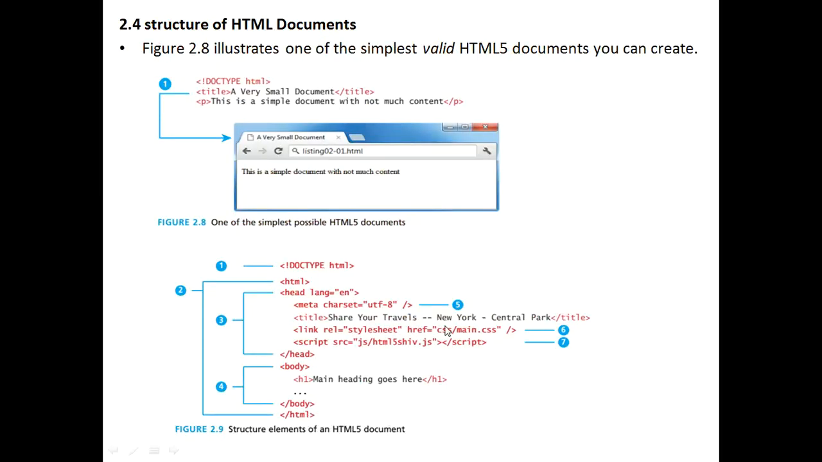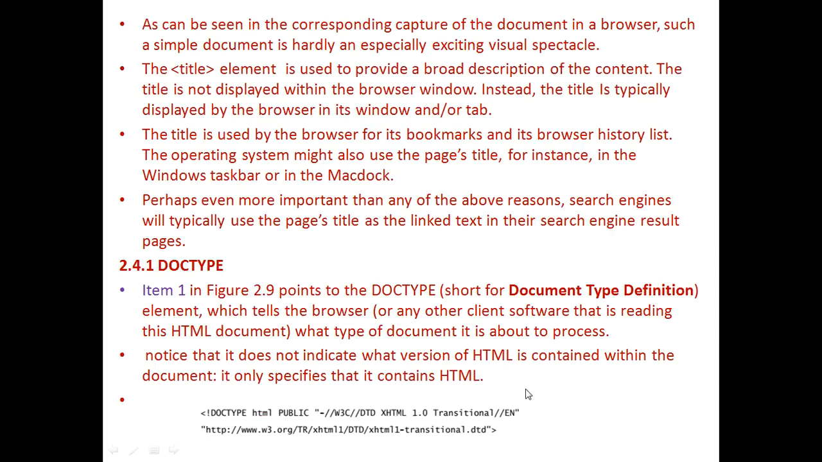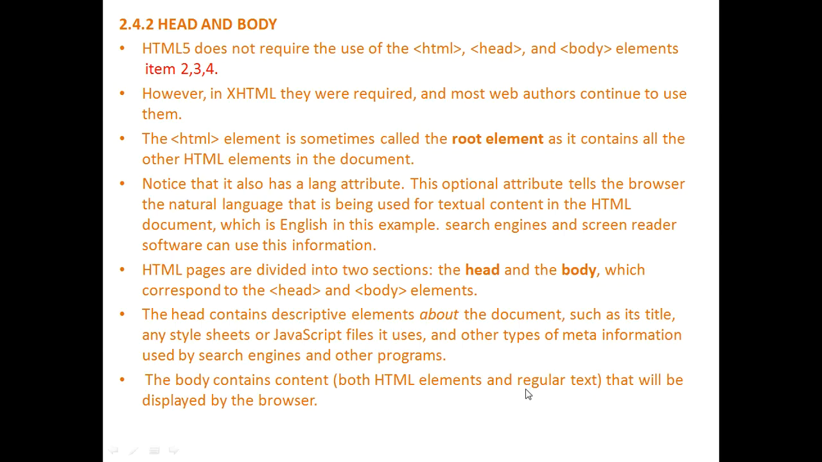Let us check here. In the head portion, there are meta, title, link, script. It's a link for a CSS, main.css you are having here. It's a cascading style sheet. Only the link, not the main.css file itself. We are just mentioning the links. We are mentioning the link for a JavaScript. Clear? Used by search engines.